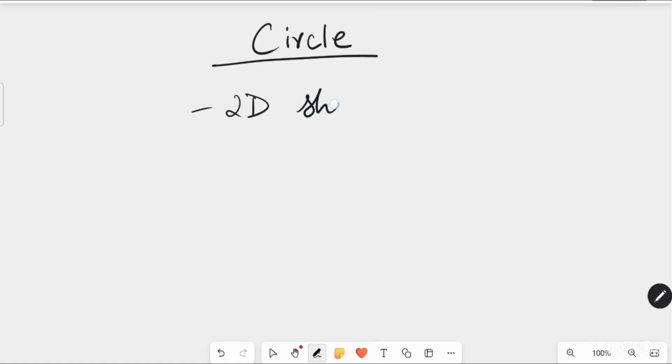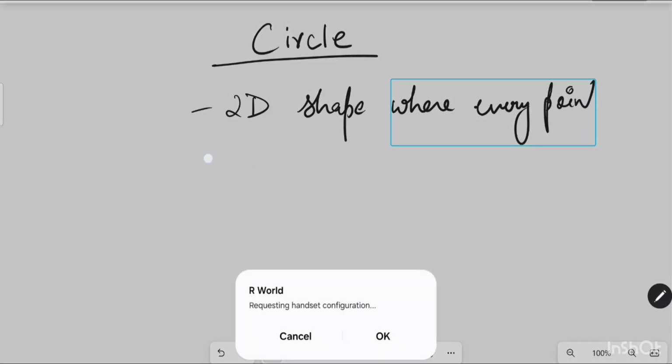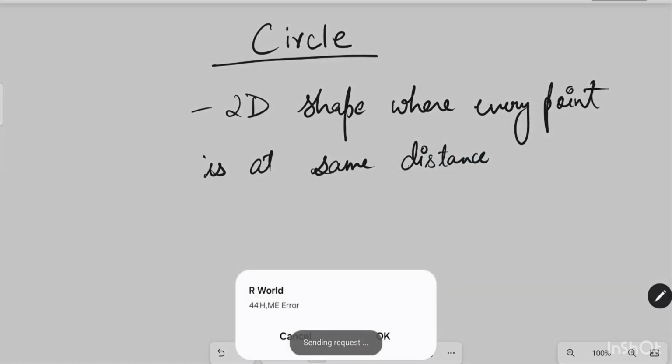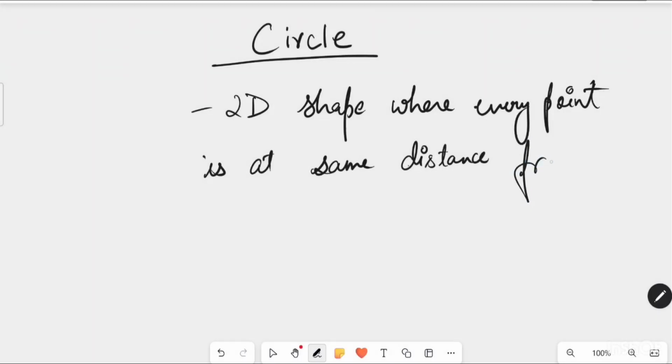It is a 2D shape where every point is at the same distance from a fixed point.